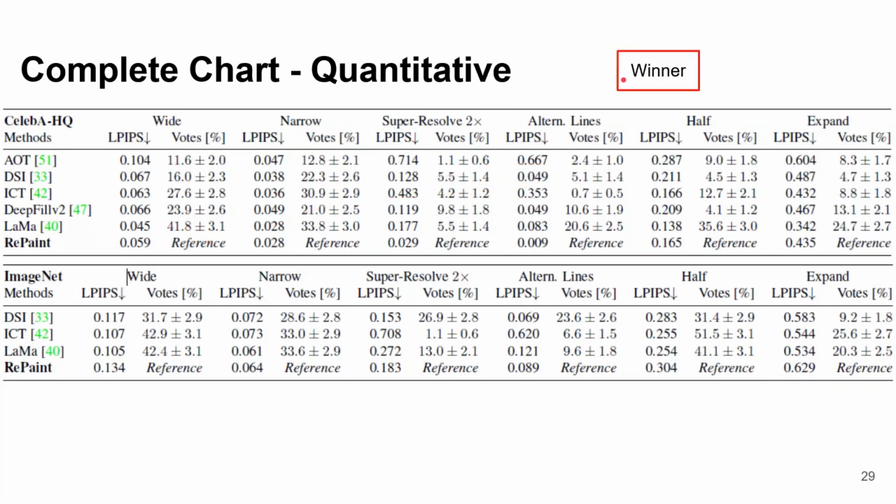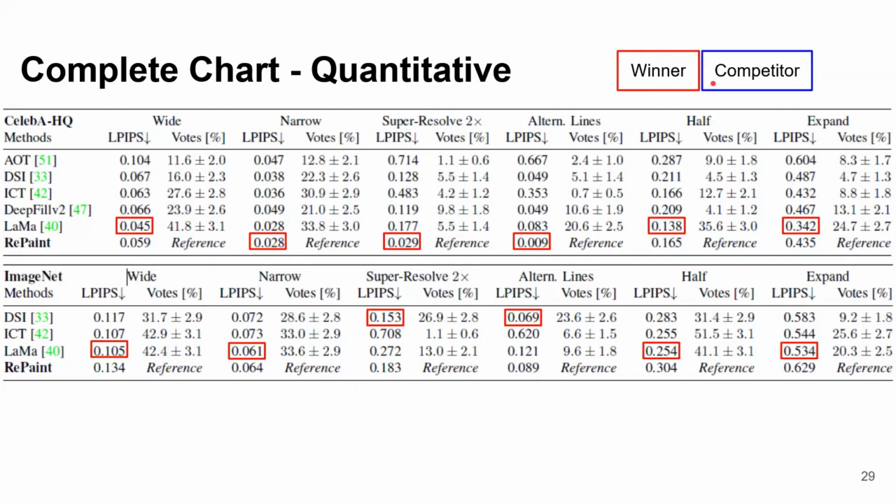So I'm going to show you the winners in red, and I'll show you the competitors in blue. You can see here RePaint in the narrow, super resolve, and alternating lines categories, where it's a small mask where they don't remove a large portion of the image. RePaint does really well. It's the winner in those categories, and you have others as the runner-up. But regarding the half mask, where they take off half the image, the expand mask, and the wide mask, where they remove large portions of the image, RePaint doesn't do as well, but it does at least place. It's a second runner-up. Lama pretty much wins in those wider masks where a larger portion of the image is removed. And that was for the pre-trained model.